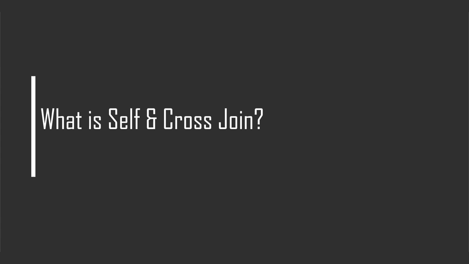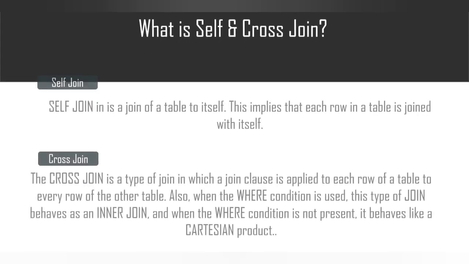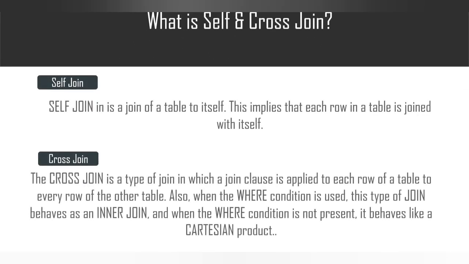Now let's move forward with our next question, that is, what is a self join and a cross join? So the self join, in other words, is a join of a table to itself. So this basically means that each row in a table is joined with itself. So when you apply a self join to a table, just remember that each row in a table is joined with itself. Now coming to cross join, the cross join is a type of join in which a join clause is applied to each row of a table to every row of the other table. So whenever you apply a cross join to tables, just remember that a join clause is applied to each row of a table to every row of the other table.